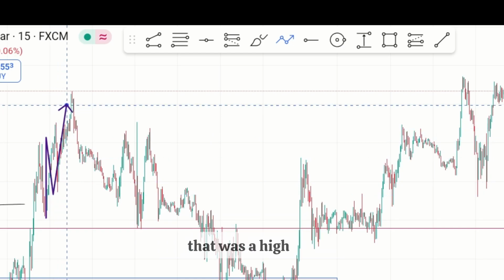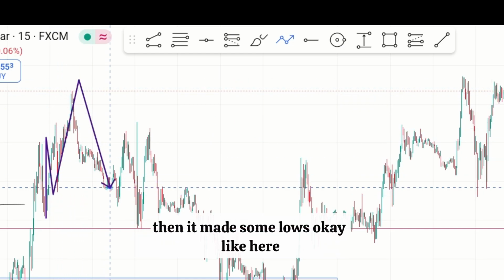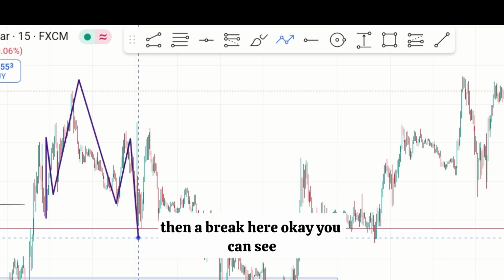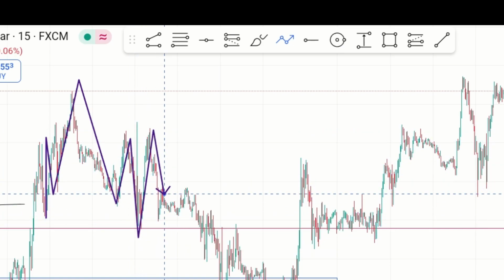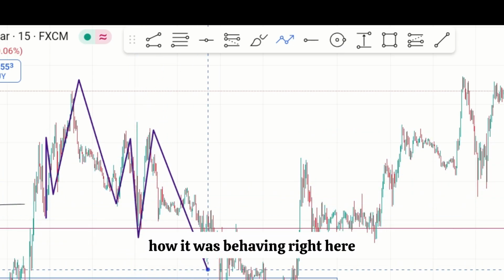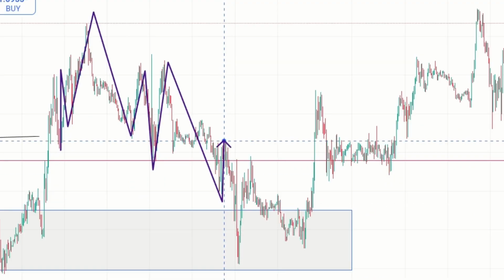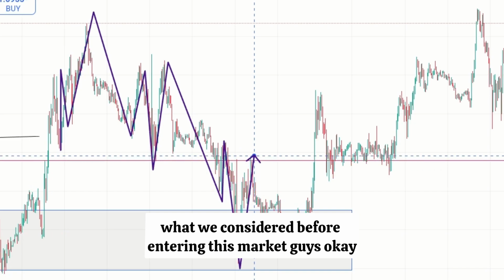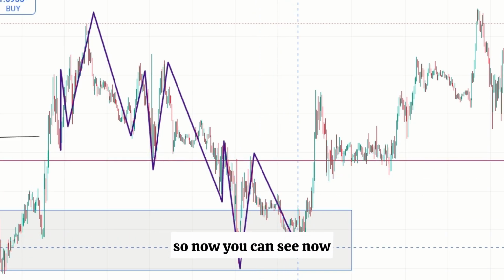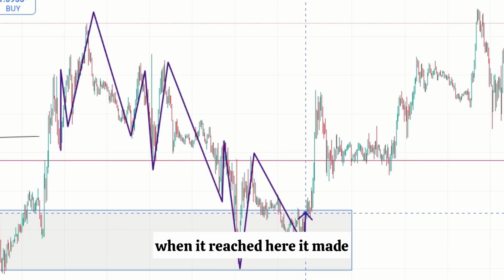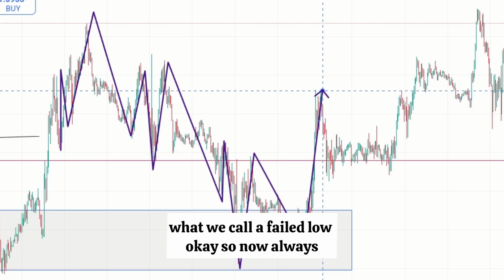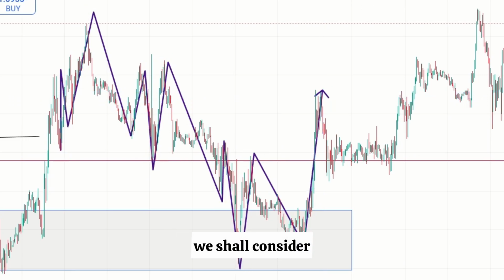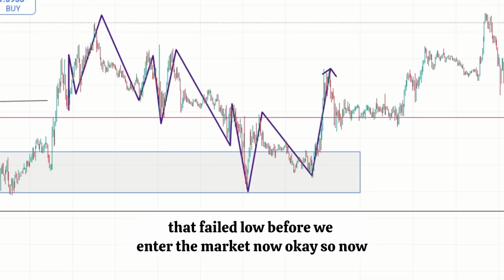As you can see, that was a high, then it made some lows, like here, then a break here. You can see how it was behaving right here. I want to show you what we considered before entering this market, guys. Now when it reached here, it made what we call a failed low. Always we shall consider that failed low before we enter the market.